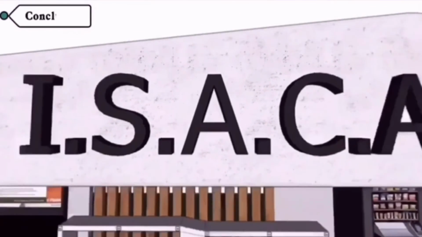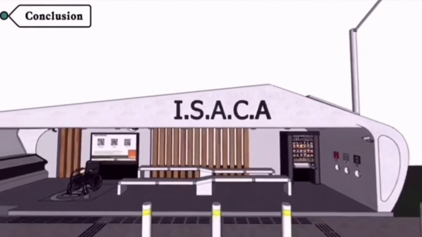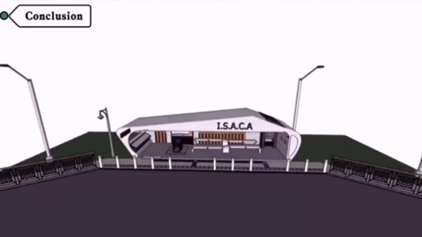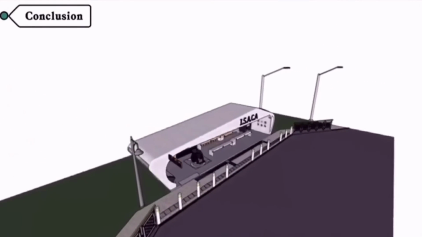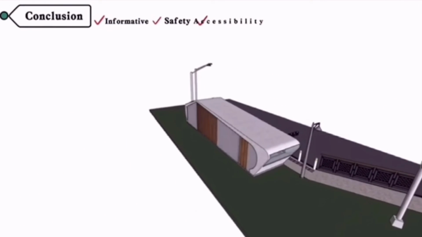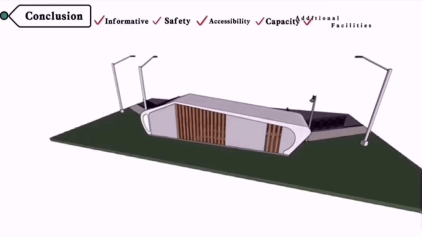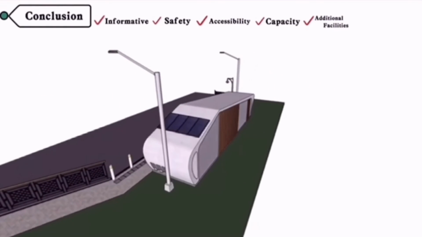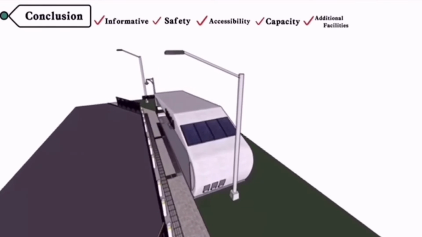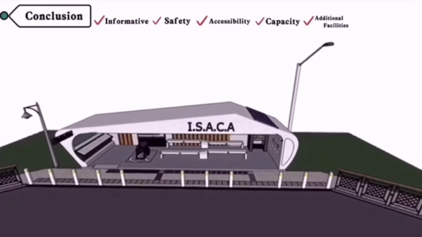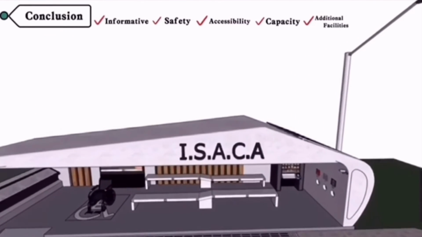In conclusion, our bus stop has taken into consideration our users' needs. This user-friendly bus stop has 5 main features which include informative, safety, accessibility, capacity, and additional facilities. We hope that by implementing this user-friendly bus stop in front of universities, it will attract more people to use public transport as this can only have a positive impact on the environment.